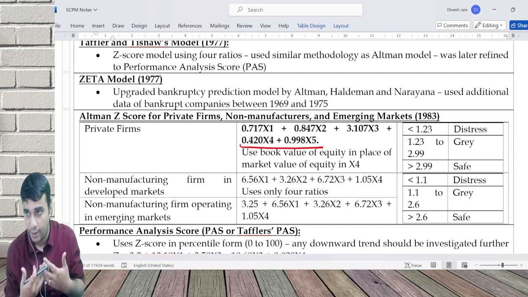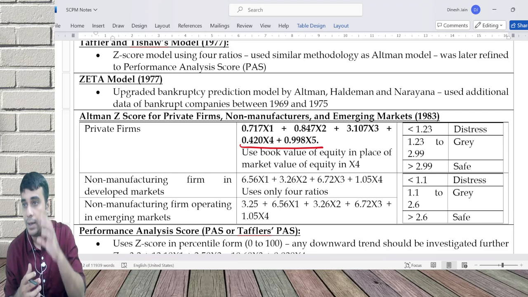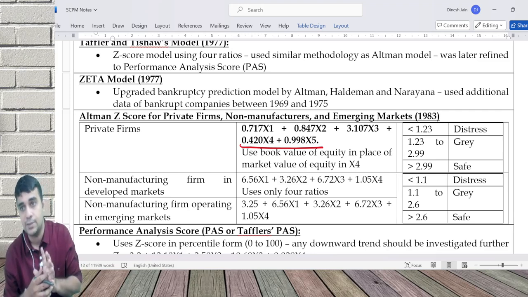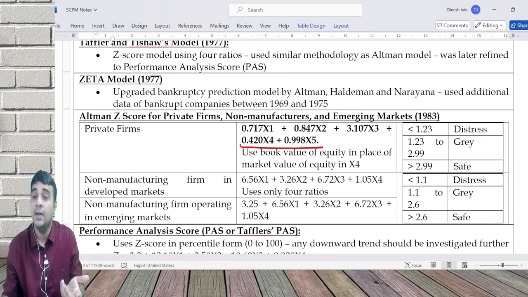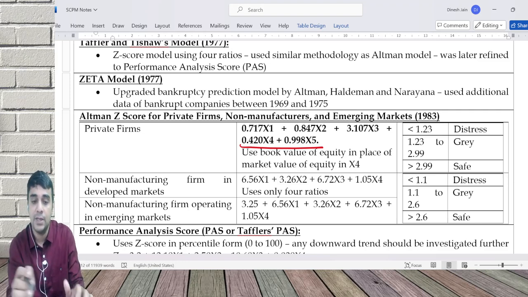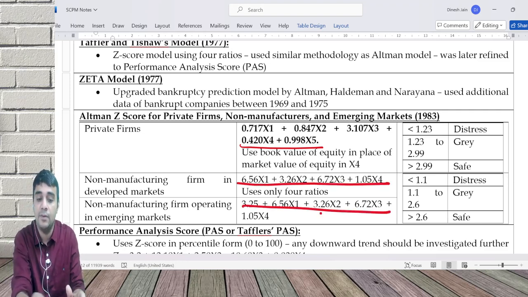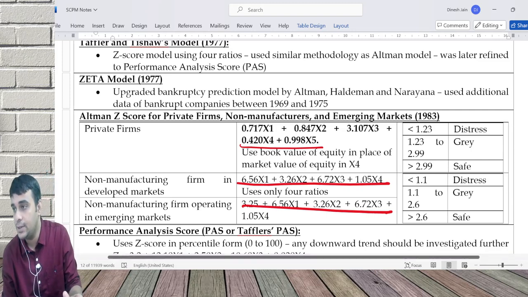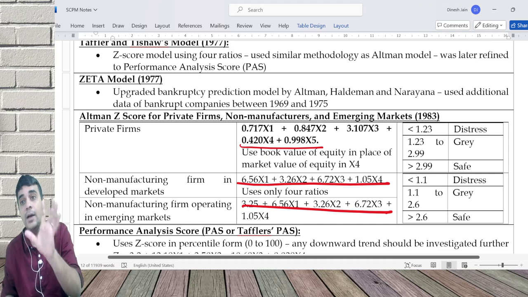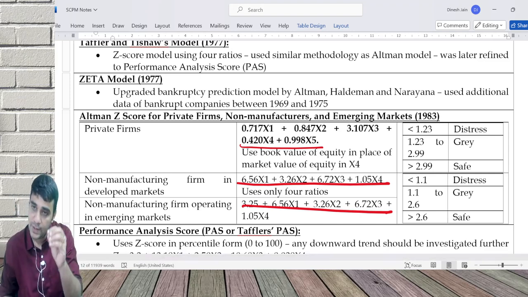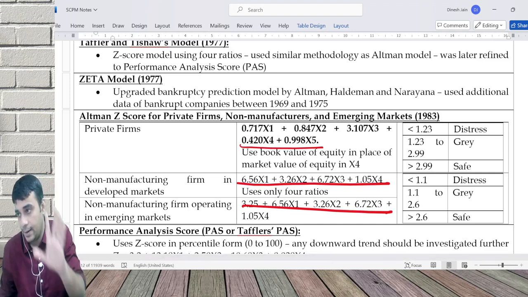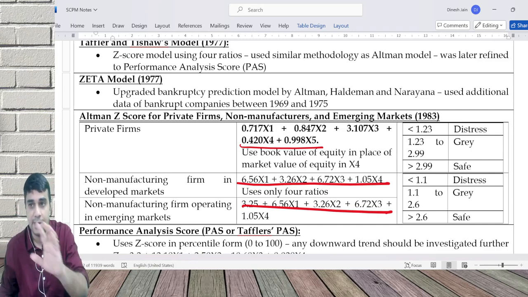You may not have a choice. I only hope they give the formula if they ask for a private company. If they ask for a listed company, this is the formula. This is for private company. Then if you are in non-manufacturing, the formula is again different. So the only challenge I can have is remembering the formula. But few students have told me they are giving the formula in the exam. If they give the formula in exam, I have no headache.